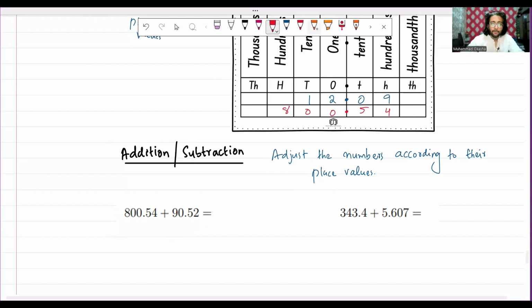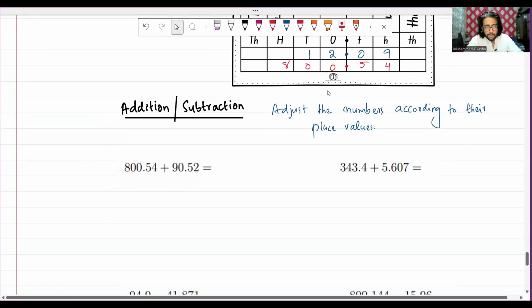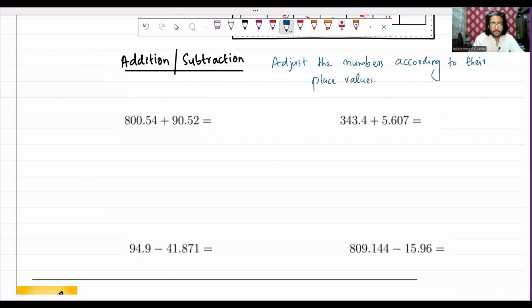For addition and subtraction, a very simple rule for adding and subtracting decimals is to adjust the numbers according to their place values. That's it. Let's take a look at this one. For example, if I have 800.54, I hope you remember this. This is the ones, tens, and hundreds, and this is the tenths, and this is the hundredths.